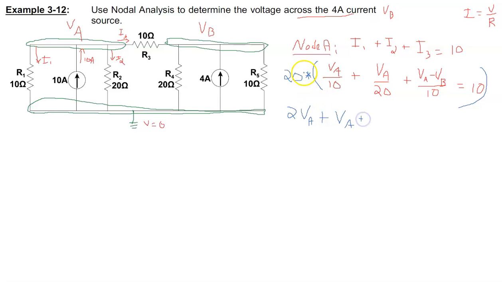Plus 20 over 10 times VA is 2 VA. 20 over 10 times negative VB is negative 2 VB. And that is equal to 20 times 10, or 200. Okay, so now we have 5 VA subtract 2 VB is equal to 200. And that is equation 1.